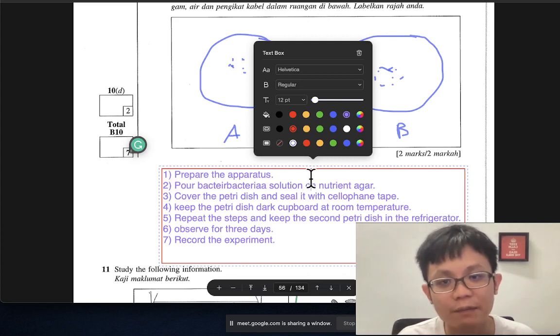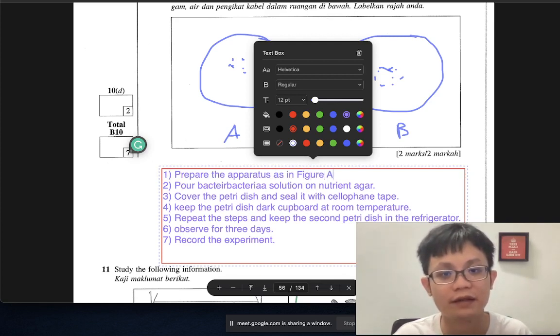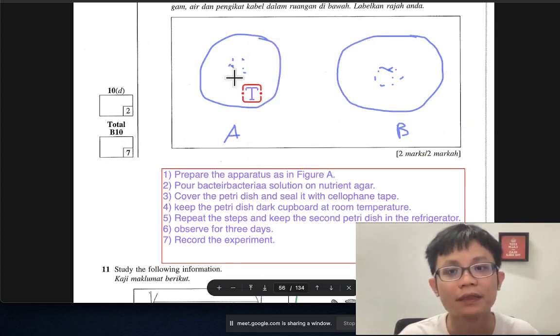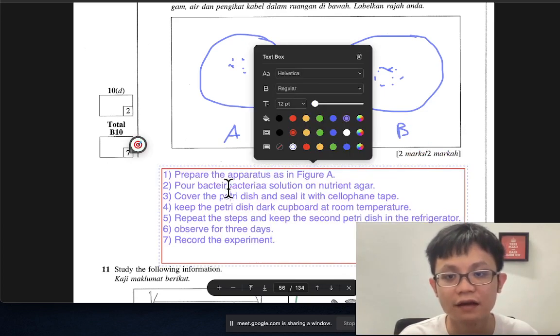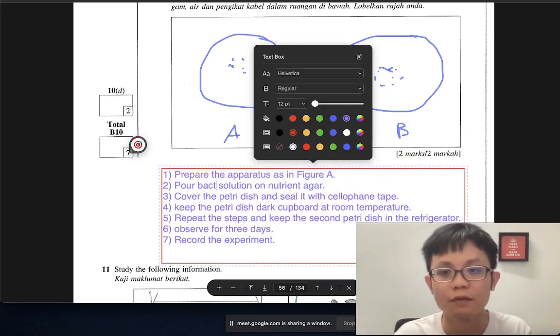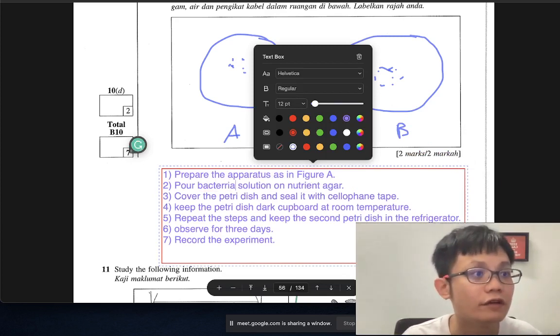Okay, prepare the apparatus. Maybe we can prepare the apparatus as in figure A. So maybe you want to label that as figure A. Label it figure A here. Pour the bacteria solution into the nutrient agar.